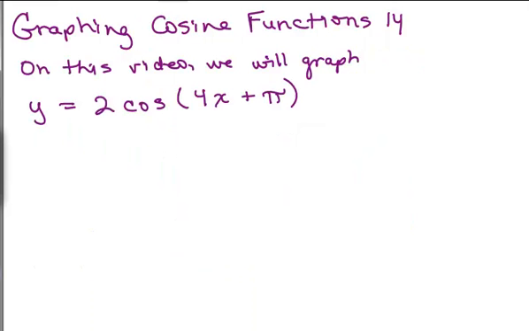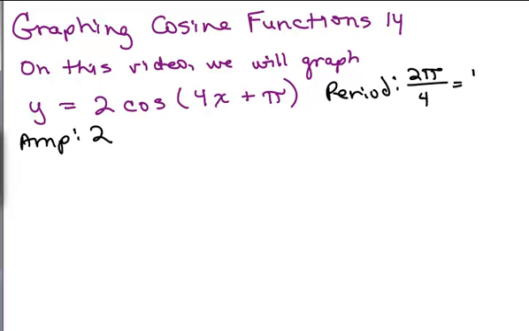This is part 14 of graphing cosine functions, and we're going to do y equals 2 cosine of 4x plus pi on this graph. Okay, we've got some different things going on here. First of all, we have a 2 as a coefficient, so we know the amplitude is going to be 2. We also see that the coefficient of x here is 4, so for the period, remember, we have to do 2 pi divided by the coefficient of x, so that's b, in this case is 4, so our period is pi over 2.